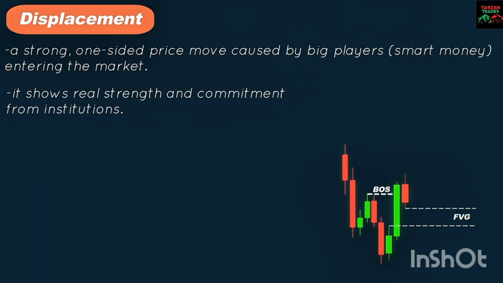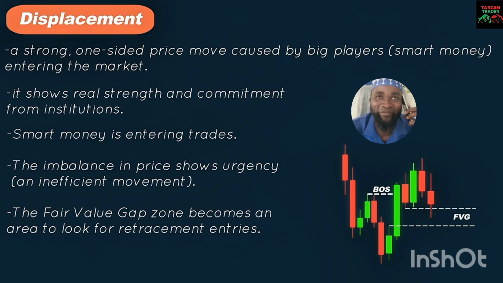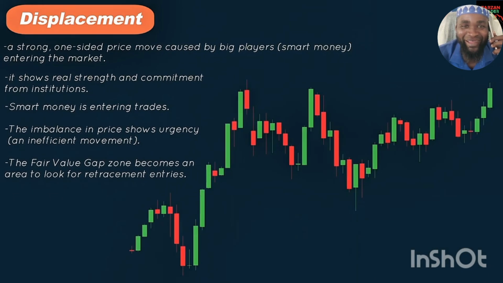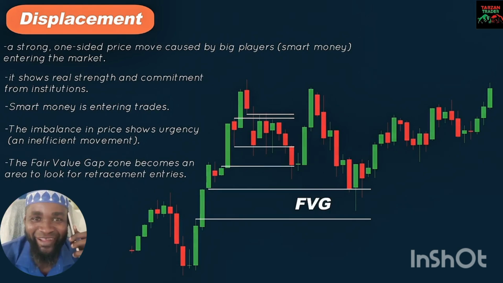When you see a displacement, it's a sign that smart money is entering trades. The imbalance in price shows urgency and inefficient movement. The fair value gap zone becomes an area to look for retracement entries. Traders usually wait for the price to retrace into the fair value gap after the strong move. When it does, they expect the price to continue moving in the same direction as the original displacement. In short, a true fair value gap comes from strong, one-directional movement, not just any small gap or imbalance.